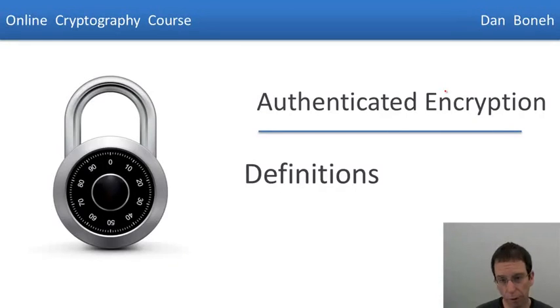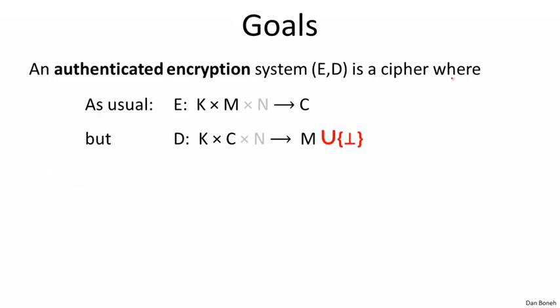In the last segment, we saw two active attacks that can completely destroy the security of CPA secure encryption. In this segment, we're going to define a new concept called authenticated encryption that remains secure in the presence of an active adversary. In later segments, we'll construct encryption schemes that satisfy this new authenticated encryption concept. So what is authenticated encryption?